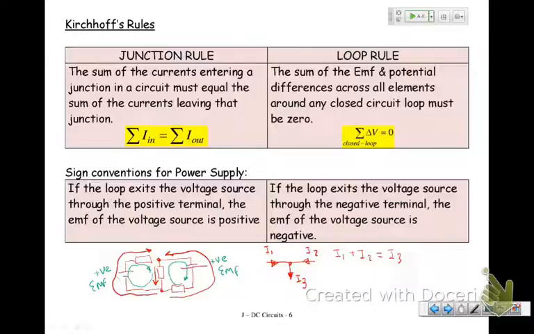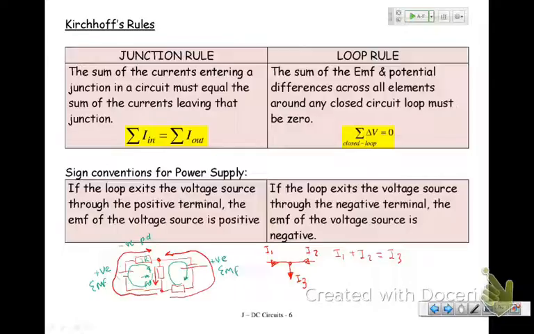And then what about these IRs? We know the voltage drop across here is IR. But is it positive IR or negative IR? And what we say is that if the current flow direction is the same as the loop direction, it's a negative potential difference. So for this one, this is a negative potential difference, and so on. Okay? We'll do examples. If the current is going in the same direction as the loop, it's a negative potential difference.